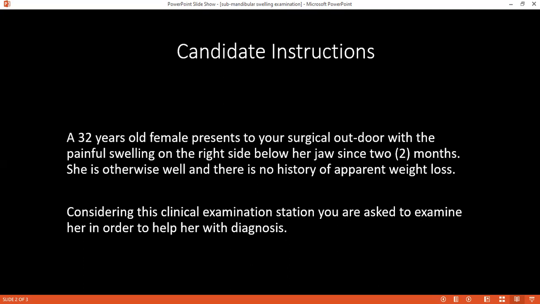a diagnostic tool. It helps to wash out the calculus from the duct. And we can also offer her the endoscopic removal of the stone. And then lastly, if I'm expecting a neoplasm, we can go for the submandibular gland excision.